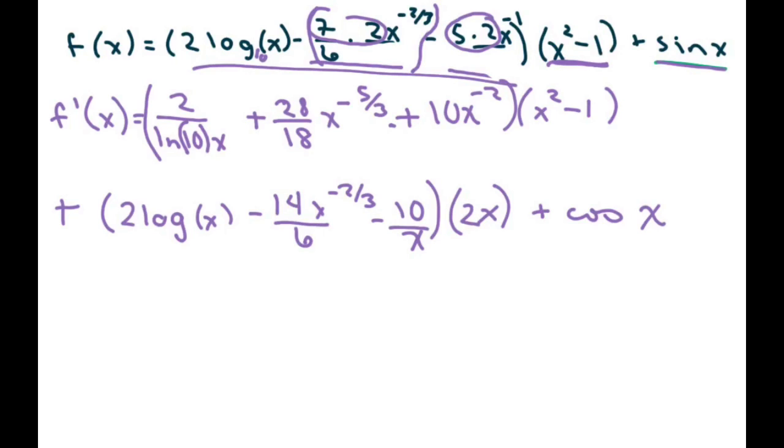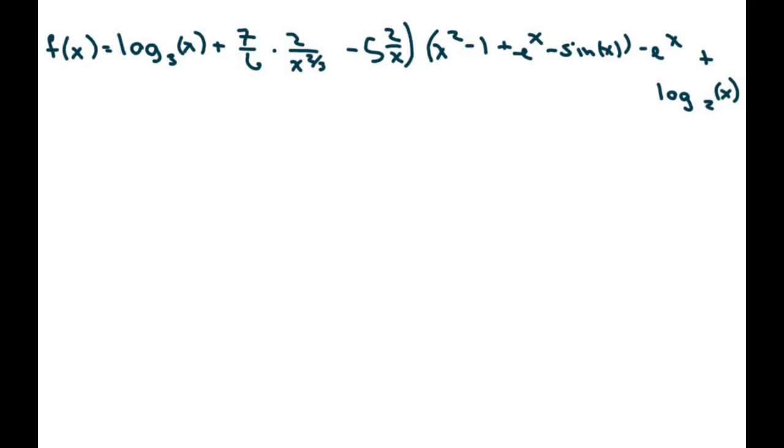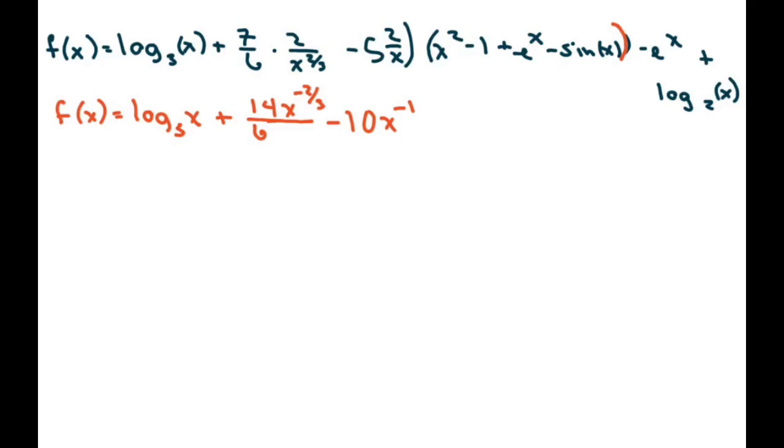The other one's similar, so let's look at it, and we can clean it up a bit. Before we get started, let's go ahead and rewrite this. So this is f of x equals log base 3 of x, and this is going to be 14 over 6. I'm going to put x to the negative 2/3 here. And this piece is going to be minus 10 x to the negative 1. And I think, yeah, that goes there. So I just rewrote that piece. And I don't need to rewrite anything else.